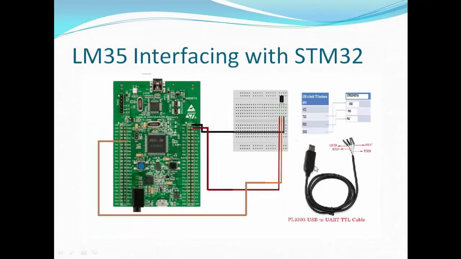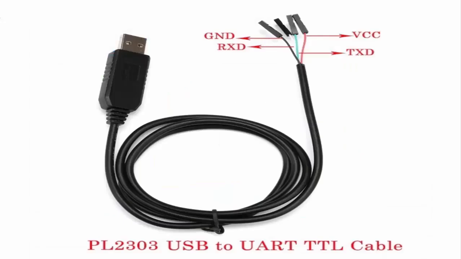Here we are using a USB to UART TTL cable so that we can print the output in software like TeraTerm, RealTerm. TX of the USB to serial TTL hardware is given to the PA3 pin and RX of the USB to serial TTL hardware is given to the PA2 pin. Ground is given to ground.